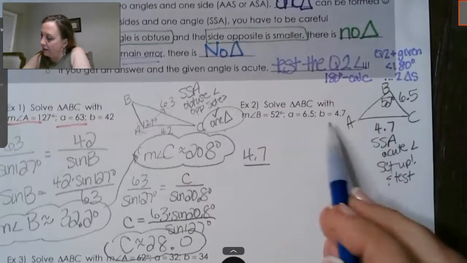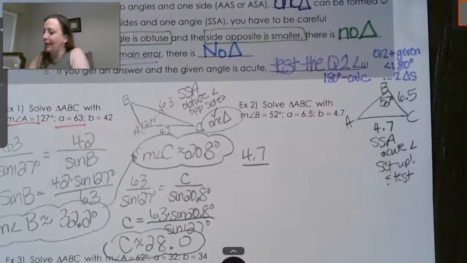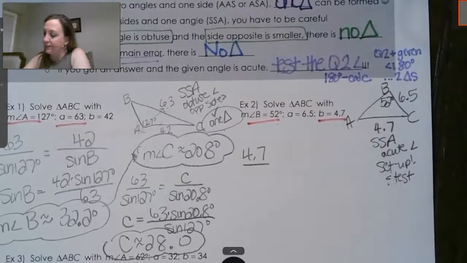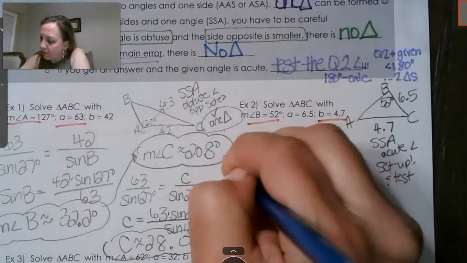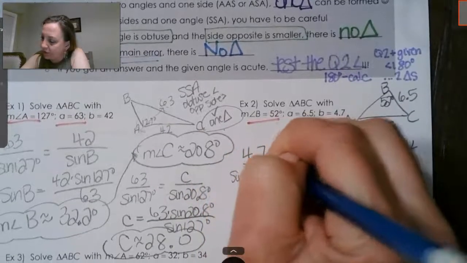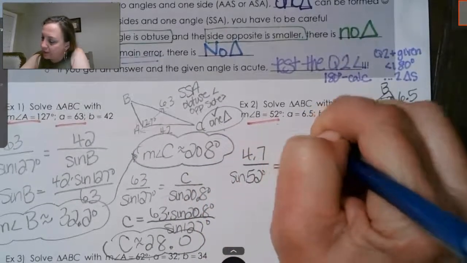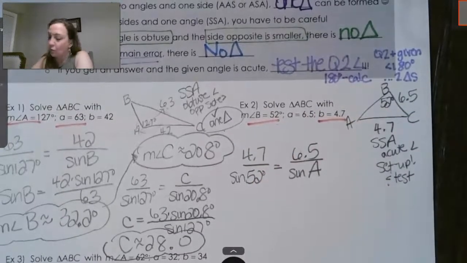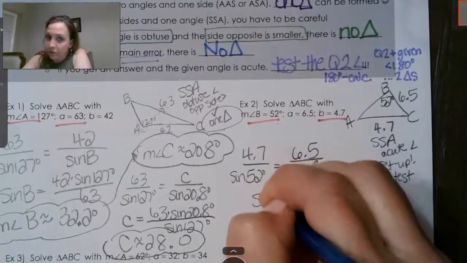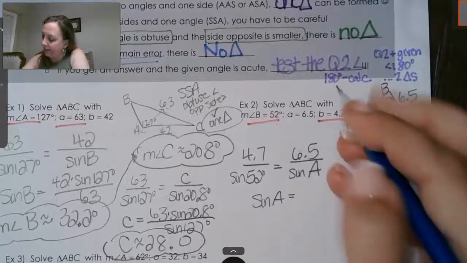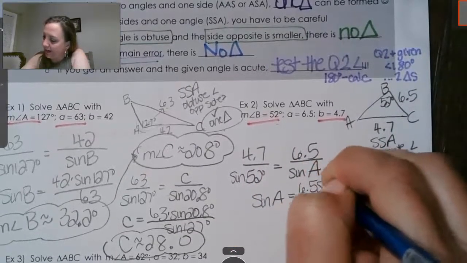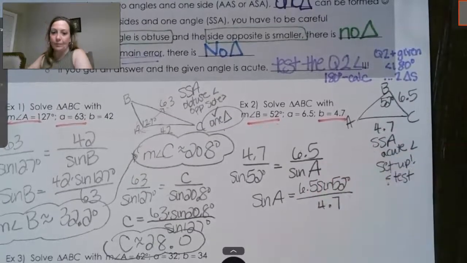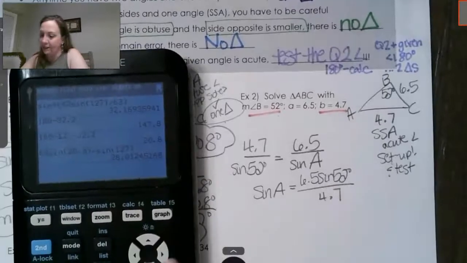4.7 over the sine of 52. Again, I chose that as the ratio to start with since I had a matching angle and side. So 4.7 over the sine of 52 degrees equals 6.5 over the sine of A. So if I cross multiply, I have that the sine of A equals 6.5 times the sine of 52 degrees all over 4.7. So let's see what that looks like.